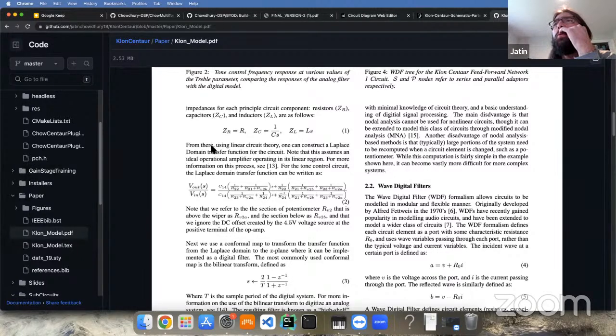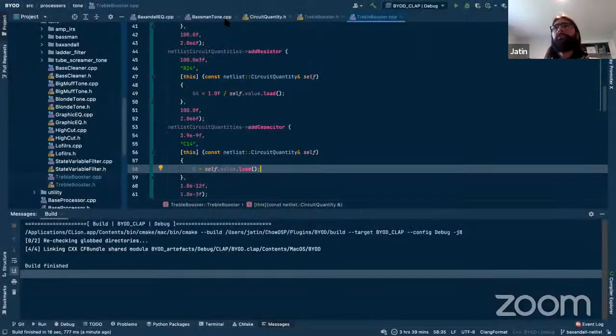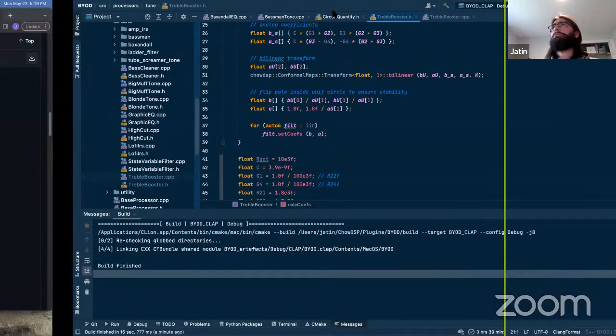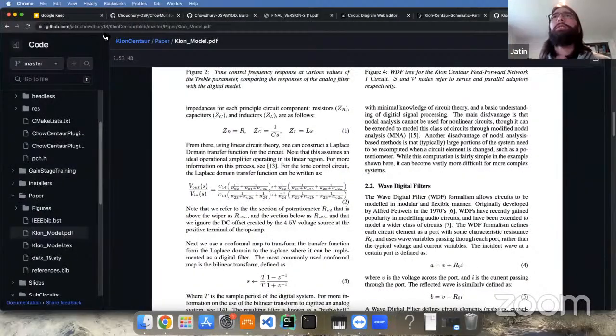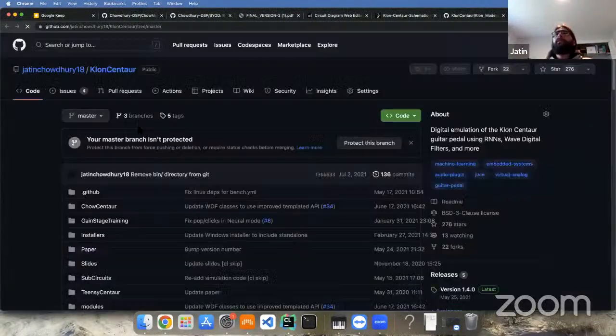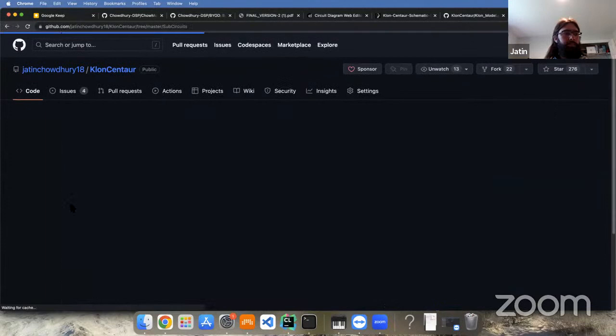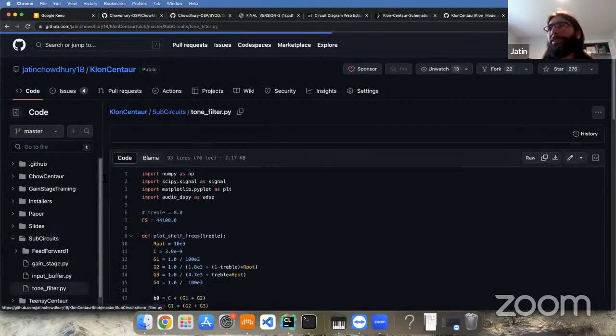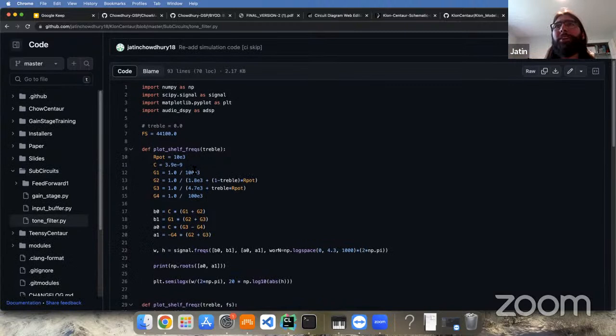So 1 over R22, 1 over R21. Sorry, R24, 1 over R24. And this is in the S domain. Let's see if we can figure out what I was doing way back when I wrote this stuff.